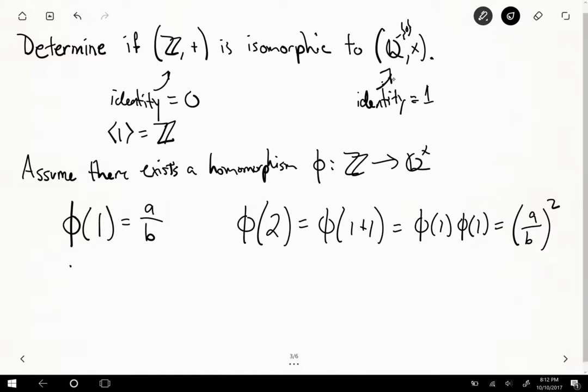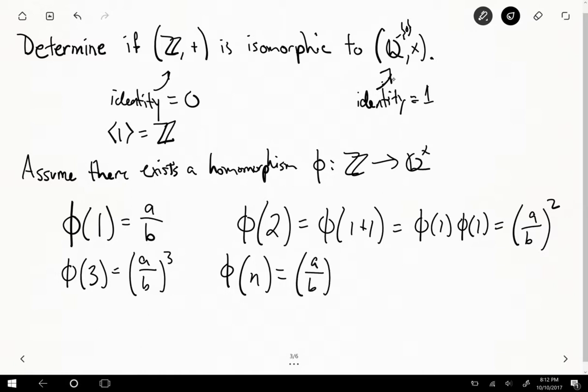In a similar manner, we could find phi of 3 equals a over b, the quantity cubed, right? And phi of, let's say, n should equal a over b raised to the n. Right? Any questions on that?